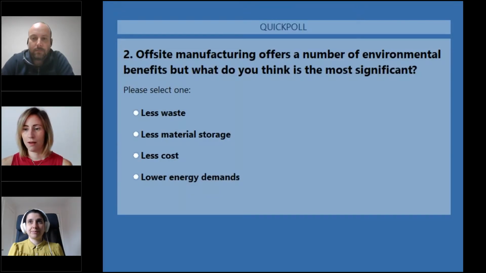I hope that gave you a good overview of offsite construction. Now we're going to move on to our next poll. Offsite manufacturing offers a number of environmental benefits, but what do you think is the most significant? Less waste, less material storage, less cost, or lower energy demands?